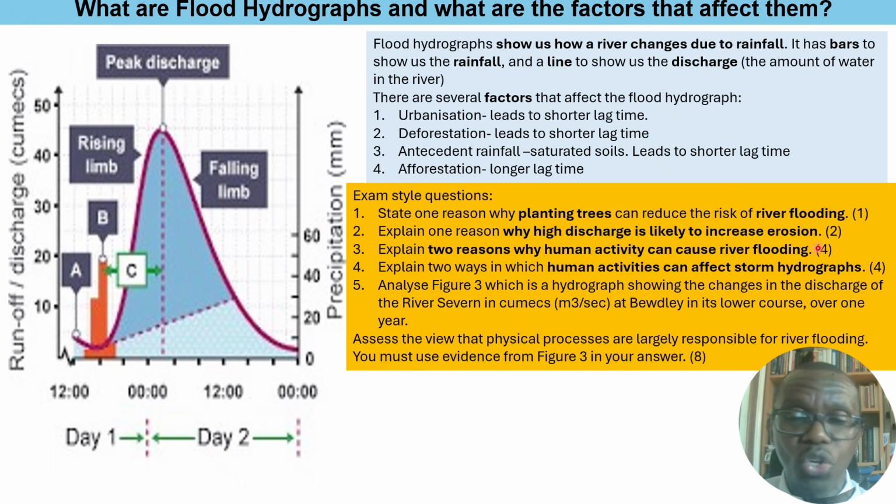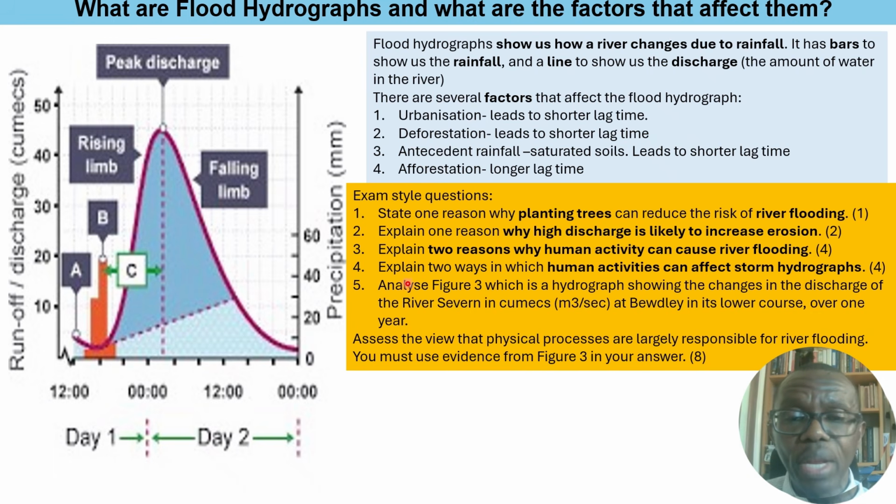I think this question should not necessarily be particularly to do with flood hydrographs, but it's good that we mention that high discharge means that the river has more energy and therefore more erosive power. And then explain two reasons why human activity can cause river flooding. We've mentioned them. One of them is urbanization, because as we build more housing and infrastructure, we are creating impermeable surfaces, meaning that we're increasing flood risk, especially when we build on floodplains. And then deforestation is the second one. When we cut down trees, we reduce interception and increase surface runoff, leading to a short lag time and therefore an increased flood risk. Those are the two main ones.